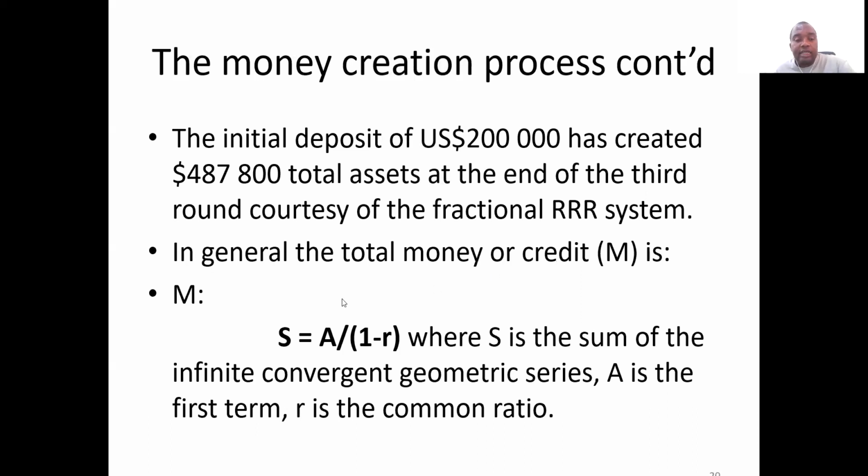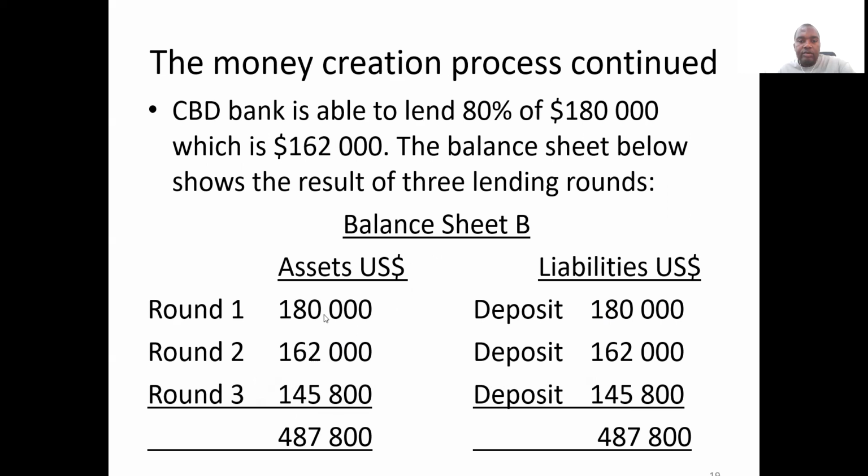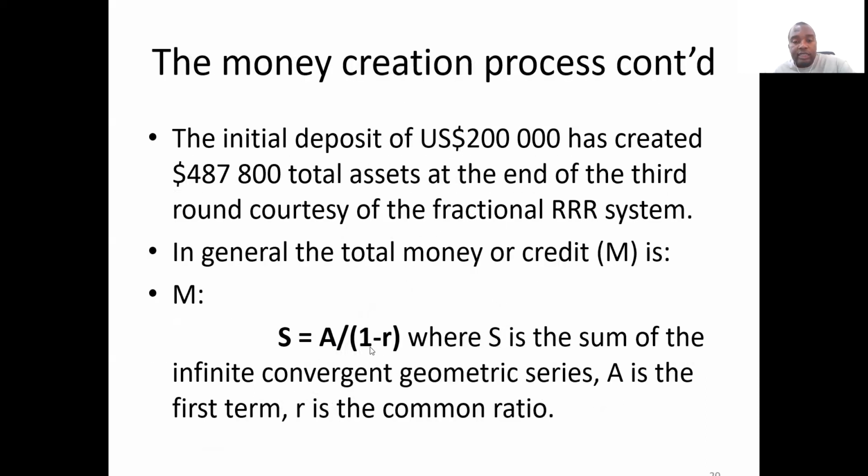In general, the total money or credit created in this simple commercial banking system is expressed by the following formula for summing an infinite convergent geometric series, which is capital S, the sum of the entire series, equal to A divided by (1 minus r), where S is the sum of the infinite convergent geometric series, A is the first term, like the initial deposit of $200,000, and r is the common ratio, like the common ratio is 90%, because that's the common ratio between these numbers. 180 is 90% of the original 200,000, and 162 is simply 90% of 180,000, and so on. So the common ratio is simply 90%. It's 1 minus r. That's the common ratio.